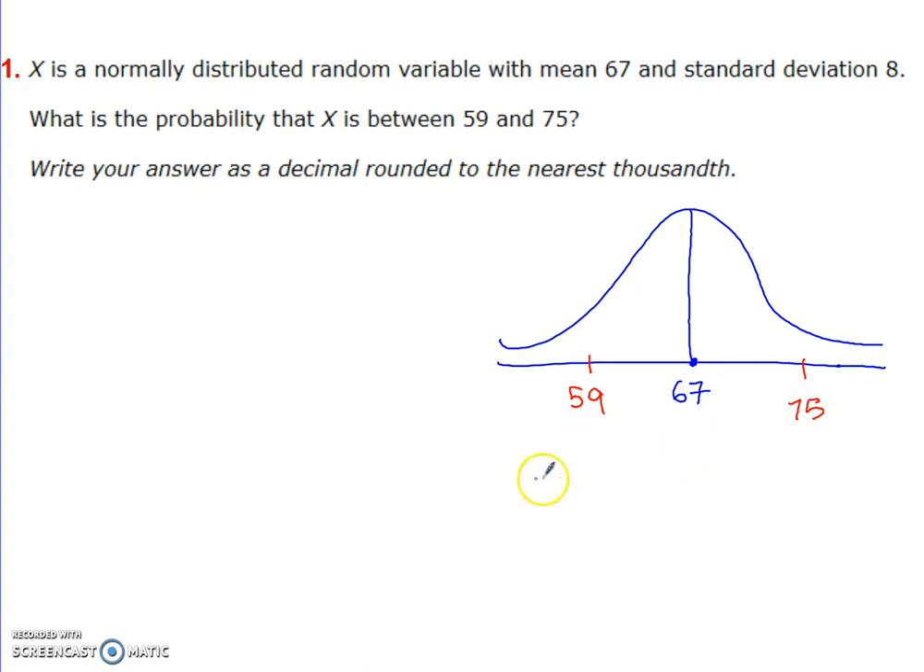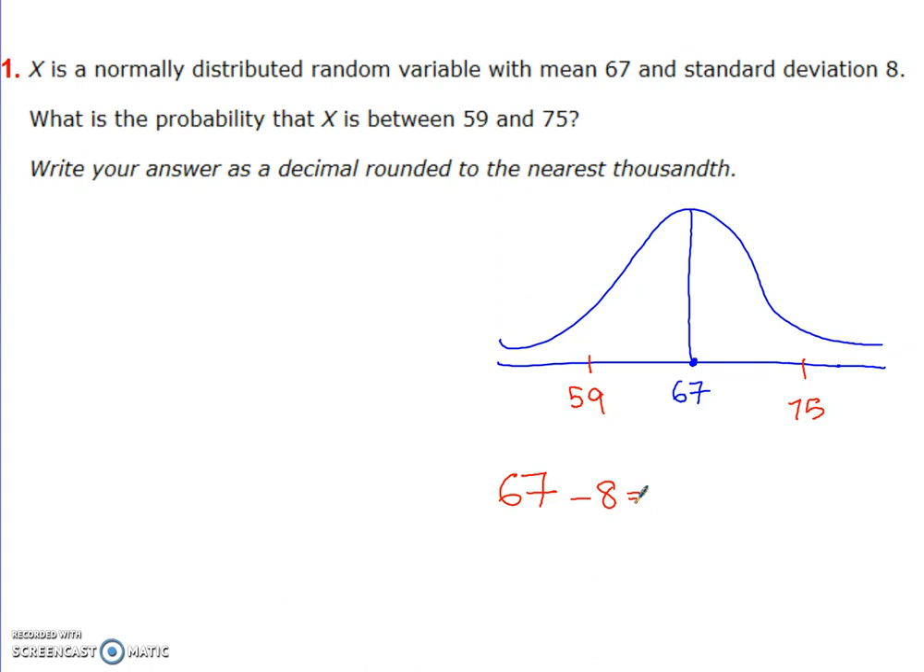All you have to do is take your calculator, put in your mean, and see how many times you have to subtract or add the standard deviation to get either one of these. So from 67, if I do minus 8 one time, what do I get if I do 67 minus 8?